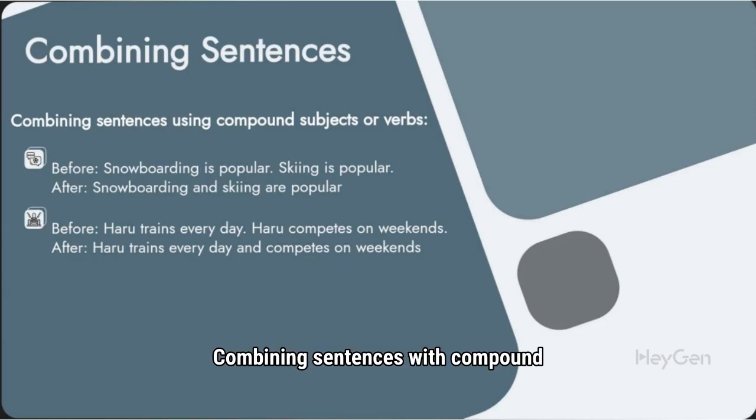Combining sentences with compound subjects or verbs enhances clarity. For example, "Snowboarding is popular, skiing is popular" becomes "Snowboarding and skiing are popular." Similarly, "Haru trains every day, Haru competes on weekends" transforms into "Haru trains every day and competes on weekends."